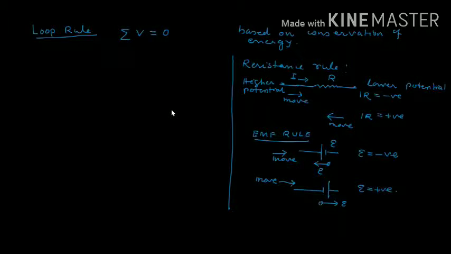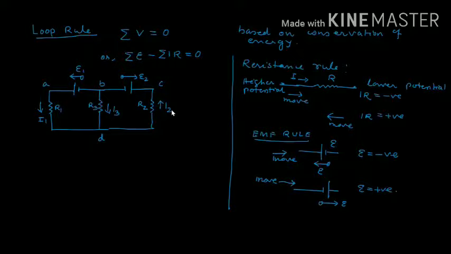Here the change in potential around a loop is 0. That means it can also be written like this: summation of EMF E minus summation of IR is equal to 0. Let us take a multi-loop circuit. This circuit consists of two loops. One is the left loop, that is BADB, and the other loop is DCB.